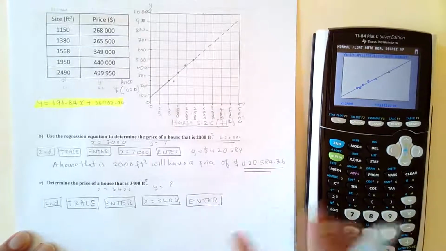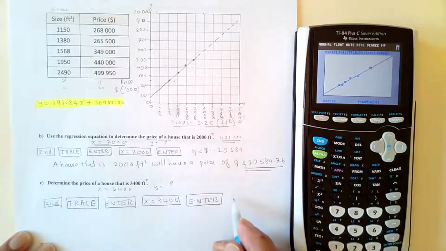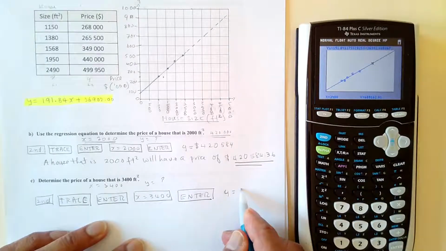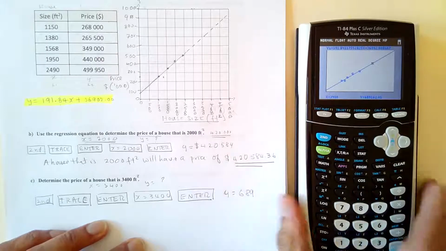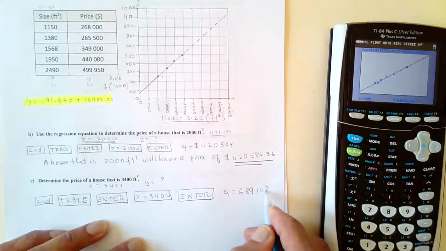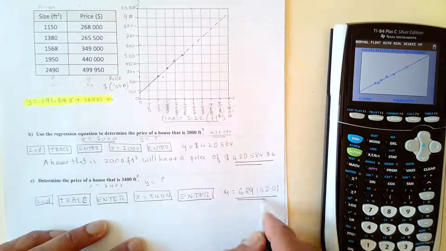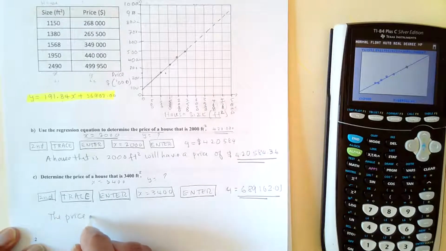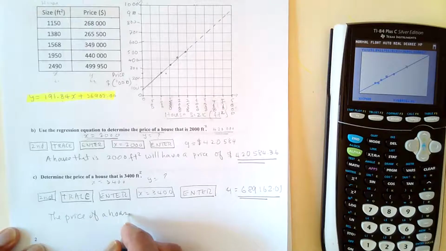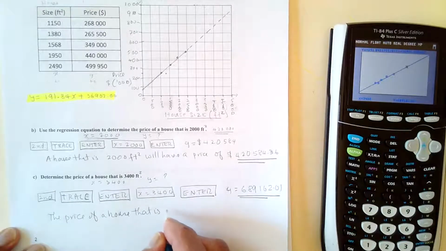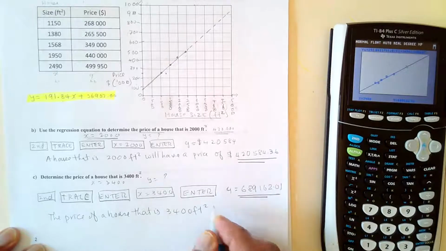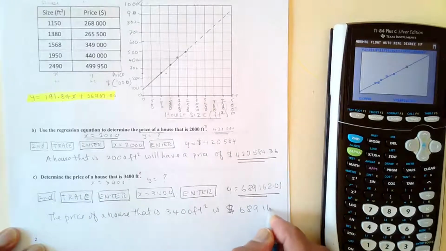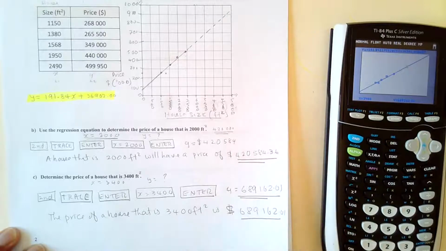So y is equal to, so the price of a house that is 3,400 square feet is $689,162.01.